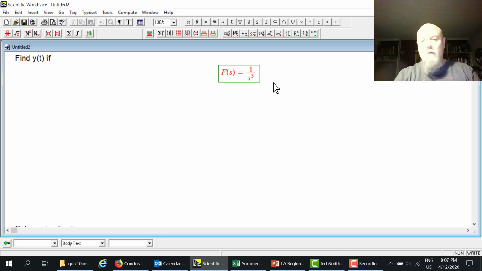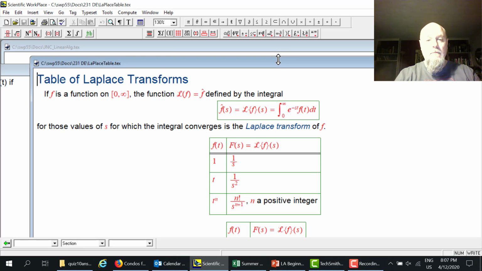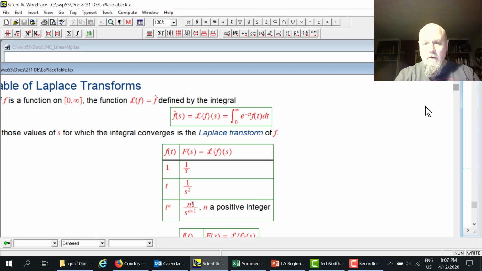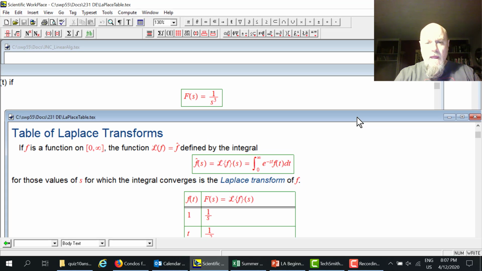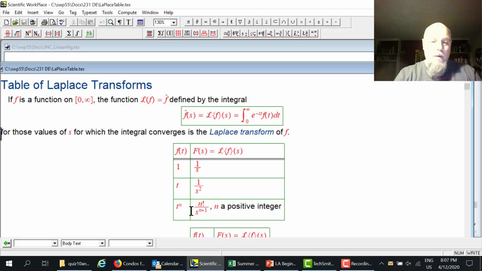Getting out of the Laplace world, we use the chart. So I'm looking for s to the n here. This is what I'm looking for. So t to the n transforms to be n factorial over s to the n plus 1. I've got s cubed, so s to the n plus 1, that's like n is 2. So t squared would transform to be 2 factorial over s cubed.